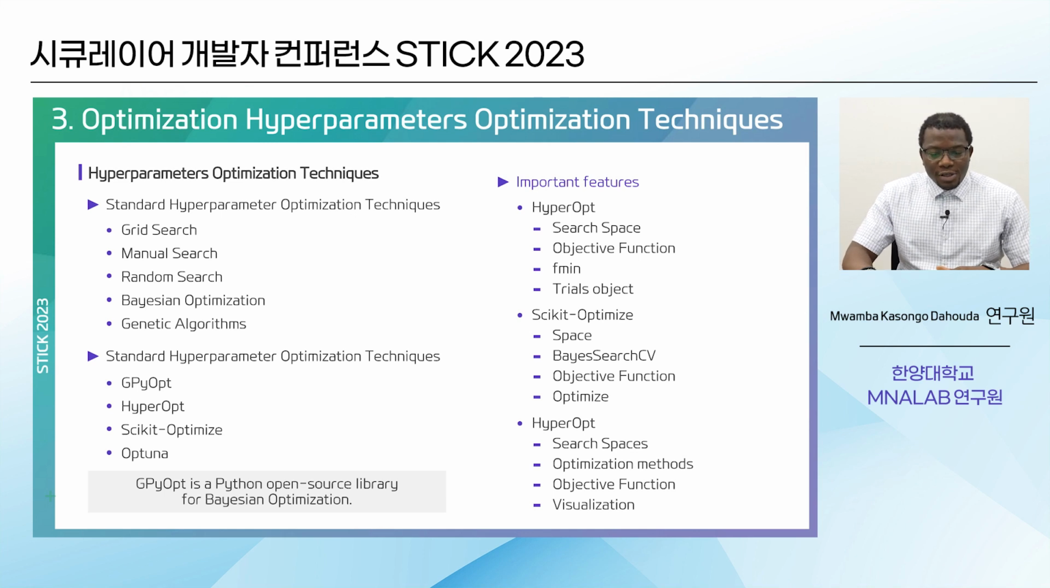HPO is a crucial step in training machine learning models to achieve better performance. Hyperparameters are parameters that are not learned from the data but are set before training. Therefore, optimizing these parameters can significantly affect the performance of the model. And here are some popular HPO algorithms, such as grid search, manual search, random search, Bayesian optimization, and genetic algorithm.